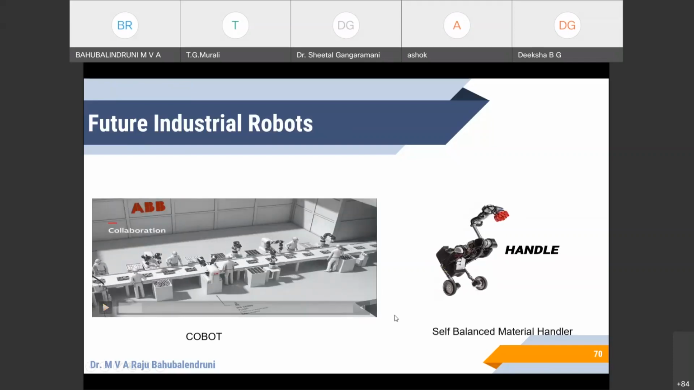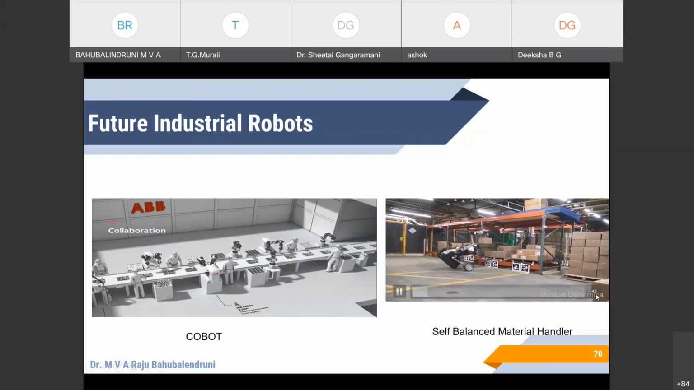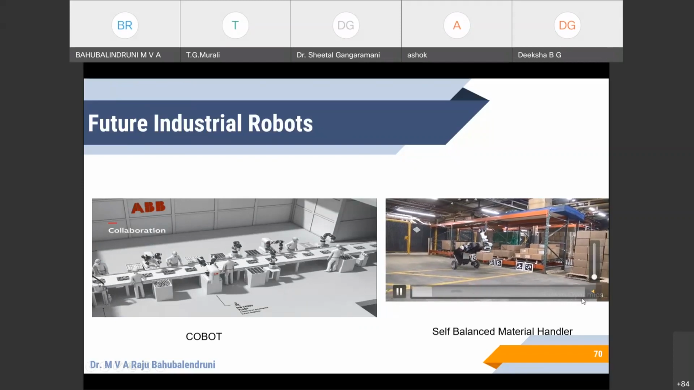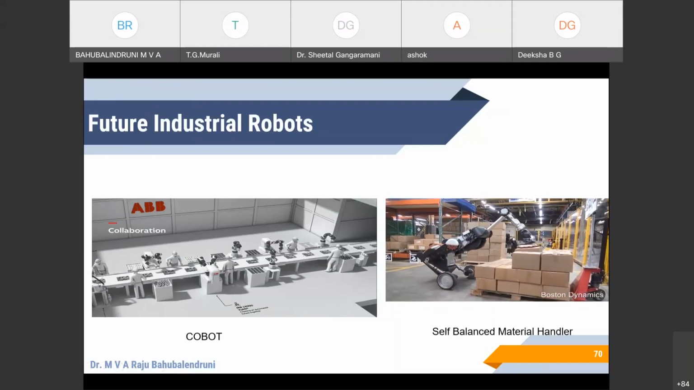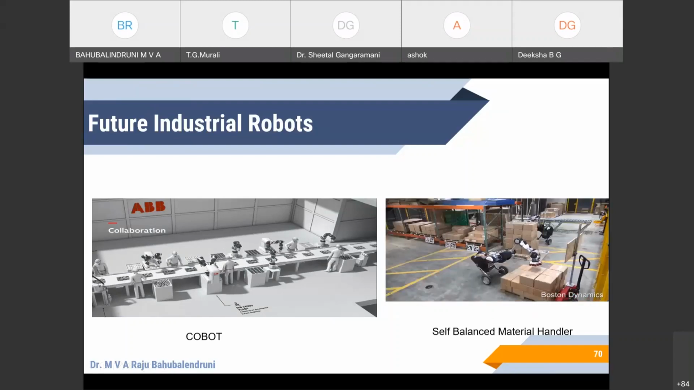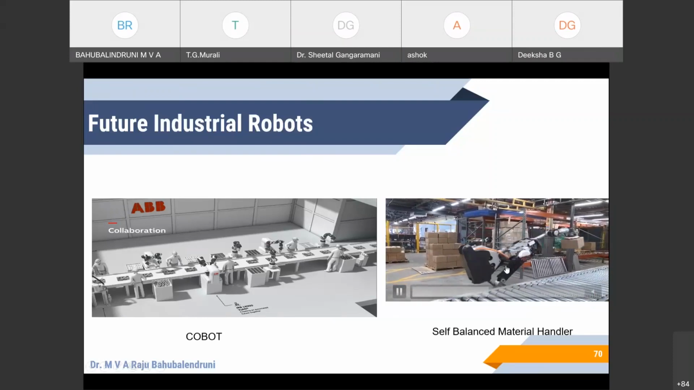self-balanced robot by Boston Dynamics. So most of you might have seen this Boston Dynamics robot before, which is capable of going over multiple terrains. And here it is used for material handling with a high load carrying capacity. So it can hold up to 20 kgs, I think. So there are multiple pallets placed here. So per hour it can move 200 pallets per hour from a specific location to the conveyor belt.